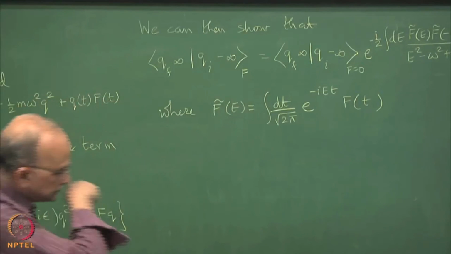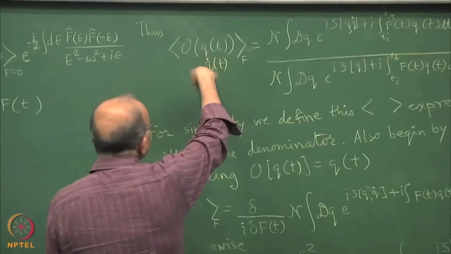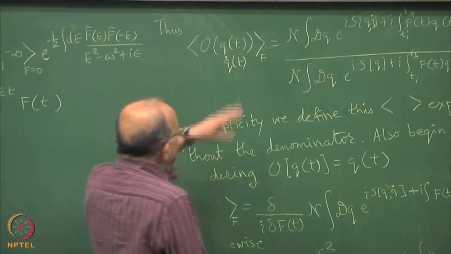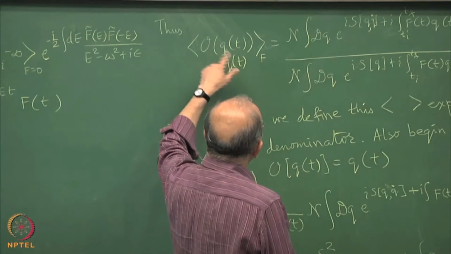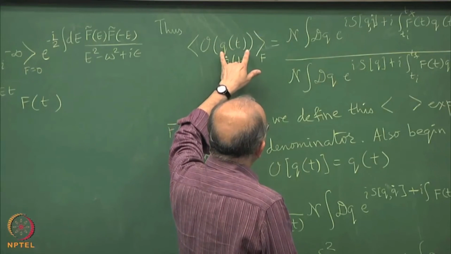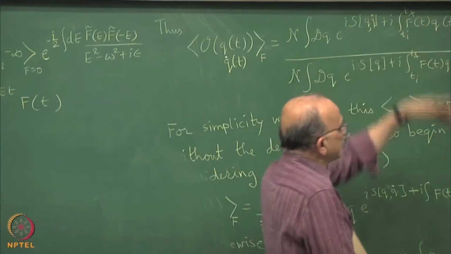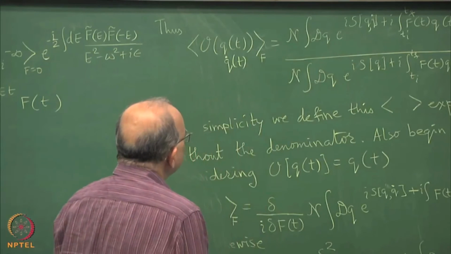So the point is that this object that was to be computed, if you just did it without any f, then the answer cannot depend on any q of t, right? Because q of t got integrated out. There is a big integral over dq of t.